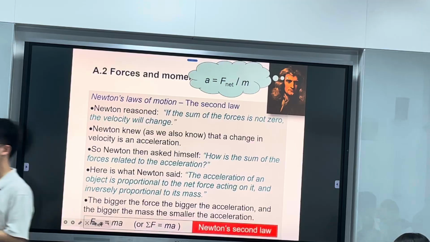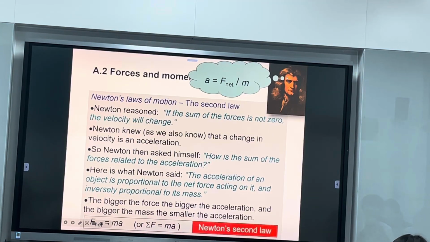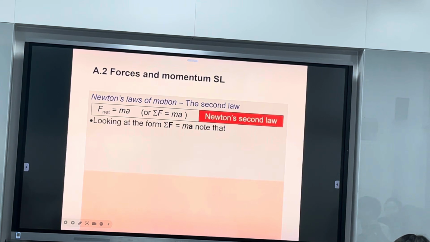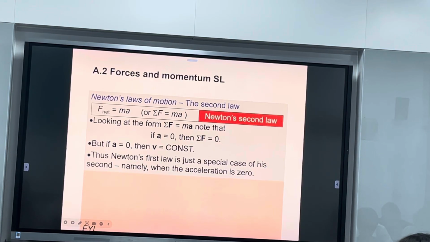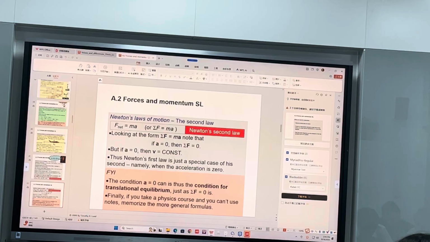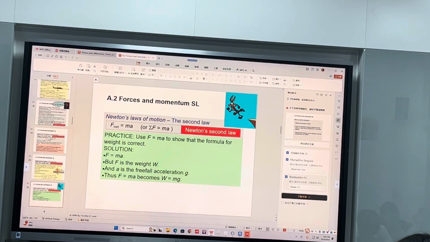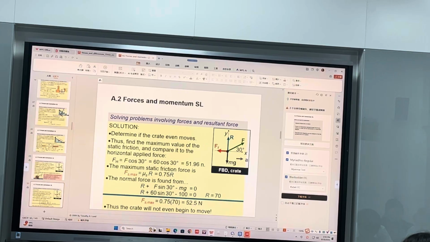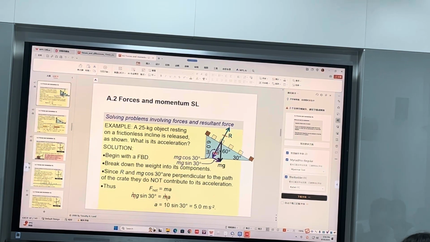So far so good? Easy peasy. Because we already learned it. Okay, so again, if a is 0, then resultant force is 0. No problem. You've learned all of this, so I won't go over it. But what most confused all the people is probably the, actually let's do one of the examples here.